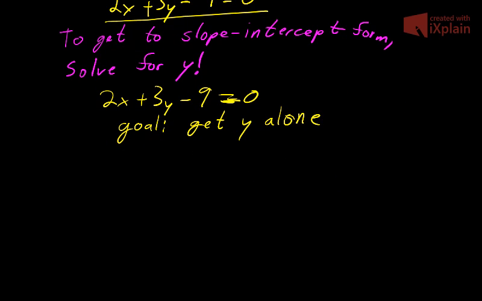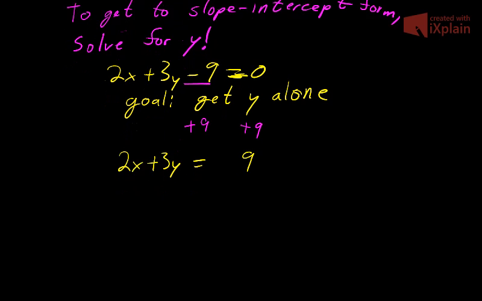So first off, I'm looking here and I see that there's a subtraction of 9. The opposite of subtracting is adding, so I can add 9 to both sides. And that is going to get me 2x plus 3y equals 9. So plus 9 minus 9 canceled out. 0 plus 9 is positive 9.